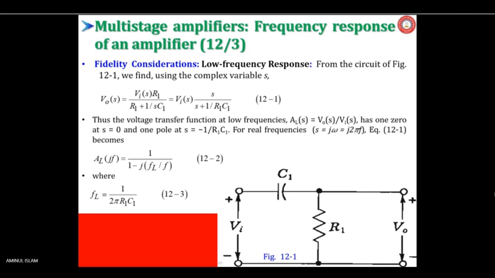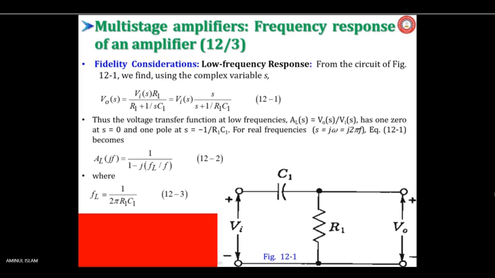See, in that expression, R1C1, they are not in 12-1, you have s by s plus 1 upon R1C1. And s equals j omega equals j twice pi f. So in this equation 12-2, we are replacing 1 upon twice pi R1C1, because we have written j times 1 by 1 minus j into fL by f. So some replacement has taken place, and we are writing fL equals 1 upon twice pi R1C1. Is it possible or not? Check.